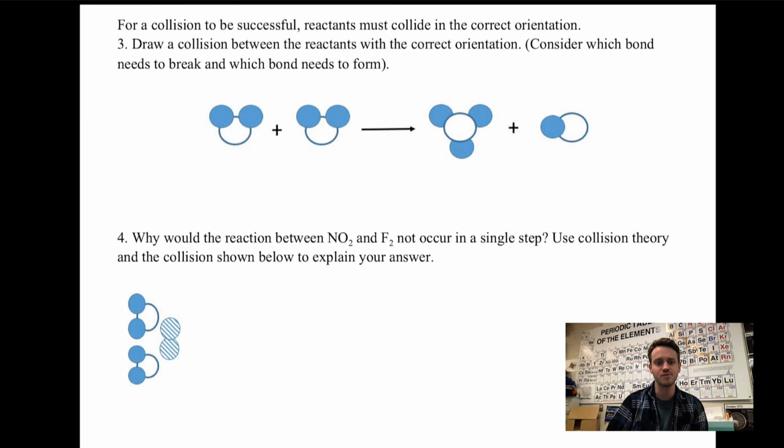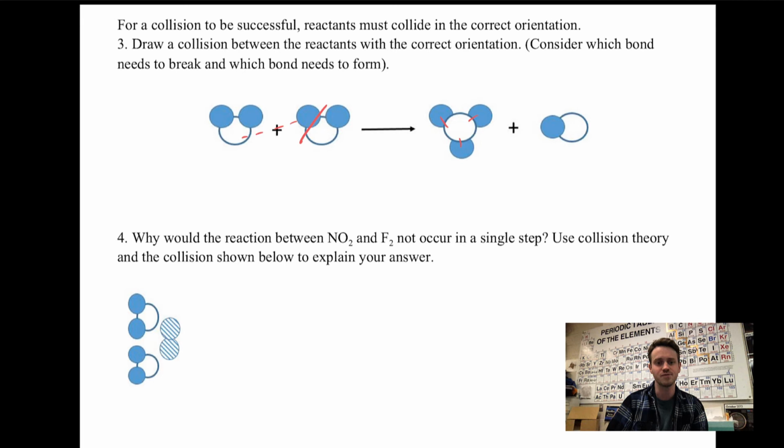So also we've talked about how for a collision to be successful, the reactants must collide in the correct orientation. And I wanted you to draw a collision between the reactants with the correct orientation. So this is kind of a weird question, or one that we haven't really looked at yet, at least in class. But what I want you to see here is that if we're looking at these two reactants, we need to look at what bond needs to form. And what I see is that I have 3 of the bonds between the blue and white circles. So to me, that means that I need to form a bond between this white circle and this blue circle and overall break that bond.